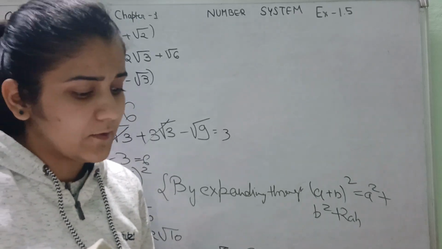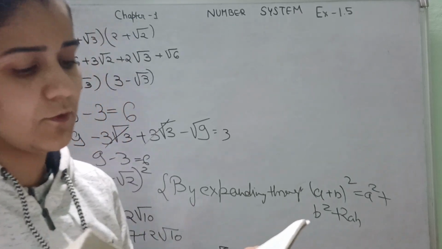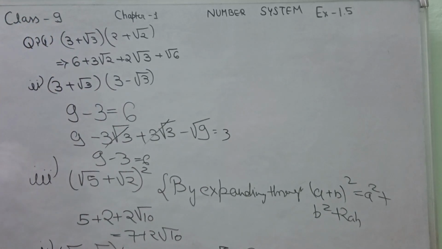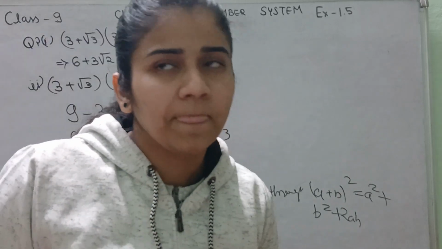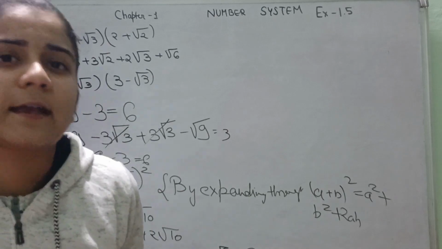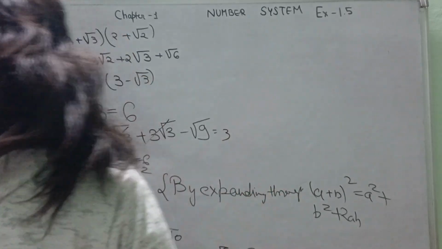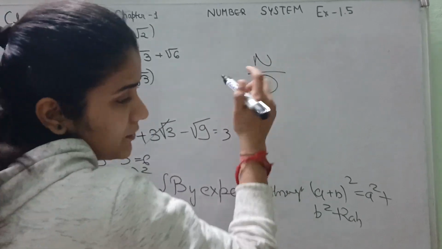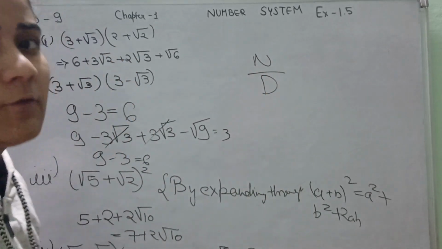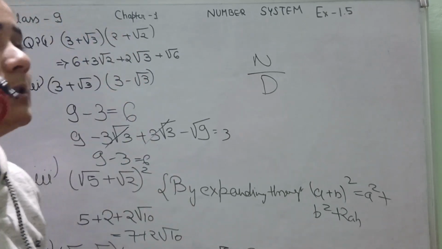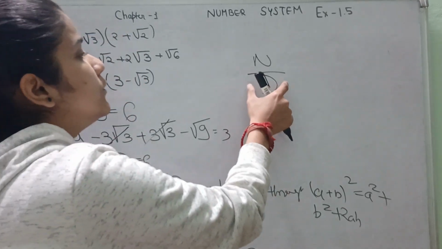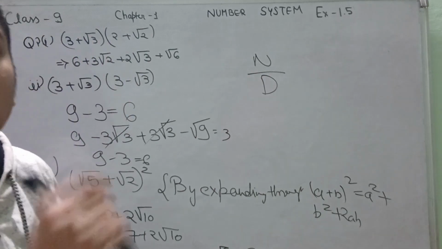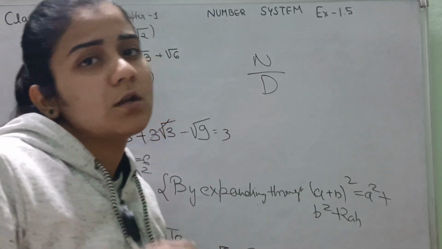Coming to question number 5. Rationalize the denominator of the following. So we have fractions, right? The basic rule of fractions is in the denominator. Let me tell you, this is the numerator, the upper side, and this is the denominator, the lower side. The rule of the fraction states that there will never be a negative value in a denominator.